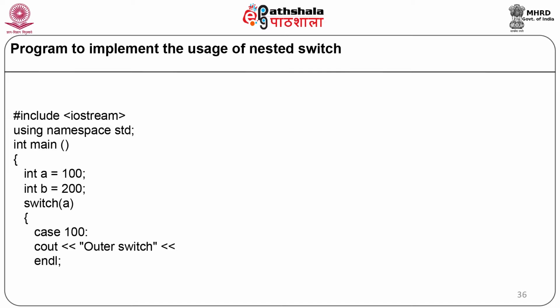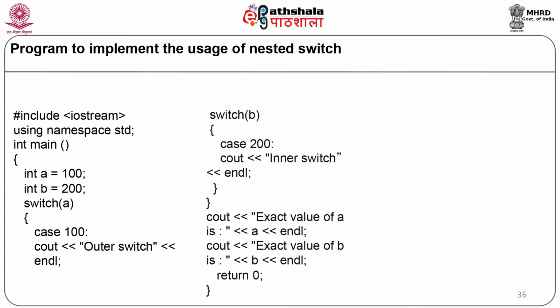Now we are starting with the switch statement, switch a, inside that case 100 colon, we are displaying the message cout outer switch \n. Then inside that particular case label, we are having one more switch statement, switch b, starting curly braces, case 200 colon, cout inner switch \n.